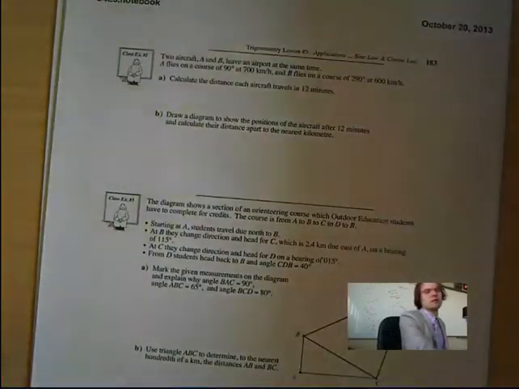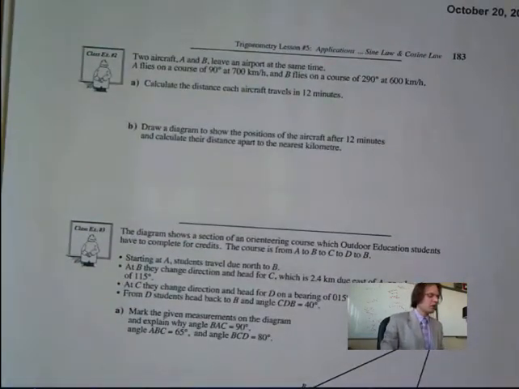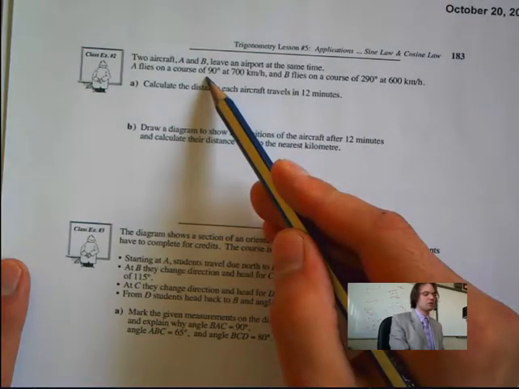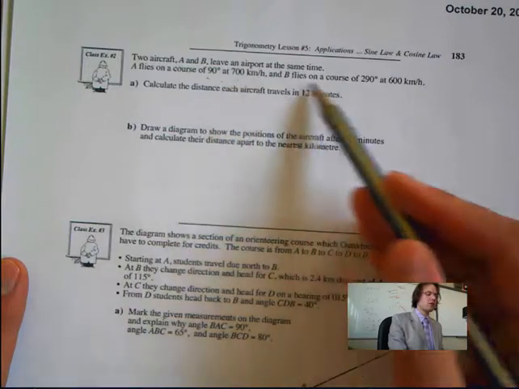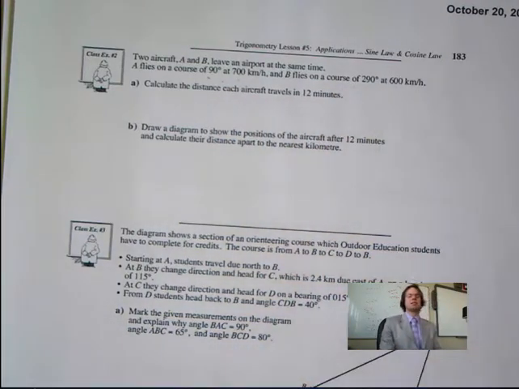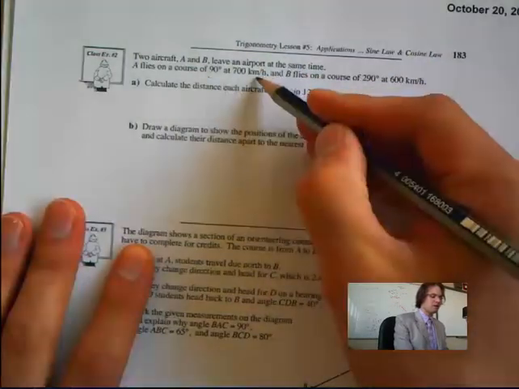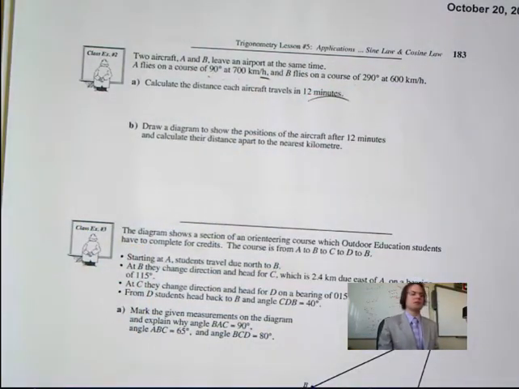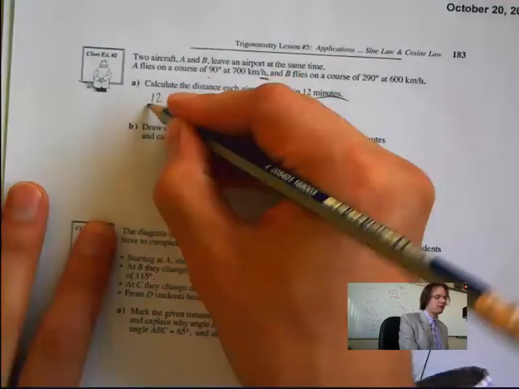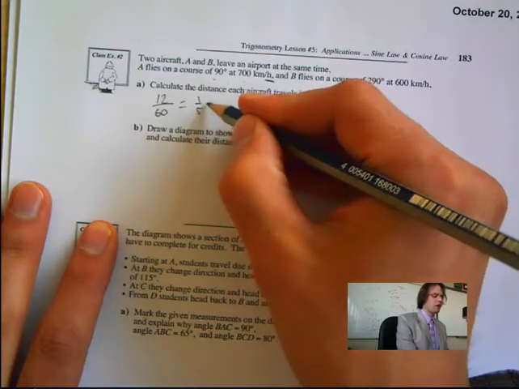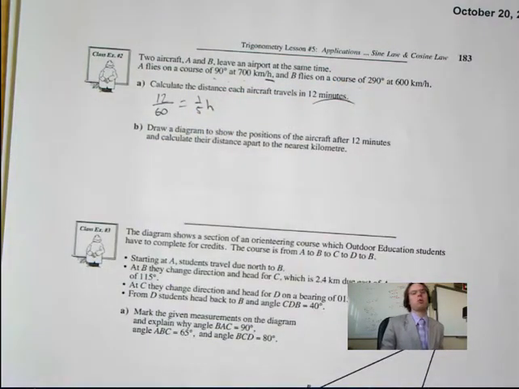So here is our first class example. We have two aircraft, A and B, that leave an airport at the same time. The course of one is 90 degrees, that's going to be due east, at 700 kilometers an hour. The other one flies at 290 degrees at 600 kilometers an hour. Part A says, calculate the distance each aircraft travels in 12 minutes. Well, this is in minutes, and the speeds are in hours. So let's convert minutes to hours. There are 12 minutes, and in an hour there are 60 minutes. That gives us 1/5 hours, or in decimals, 0.2 of an hour.